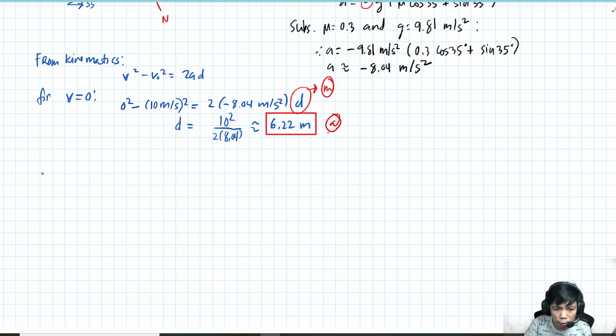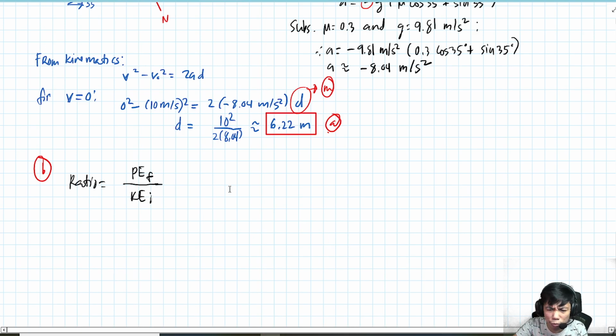So sa part B, the required is yung ratio ng yung ating magiging final potential energy to the initial kinetic energy. Okay, so meron tayong two ways para makuha guys yung final potential energy.